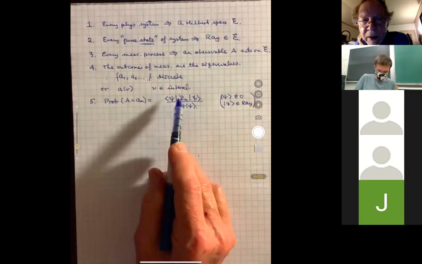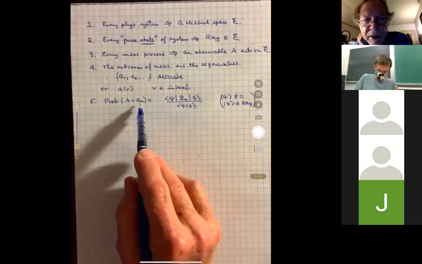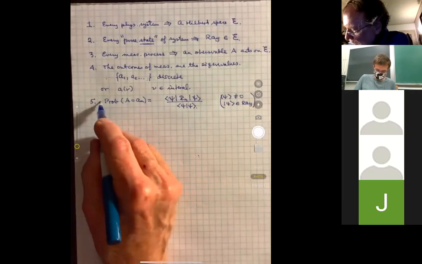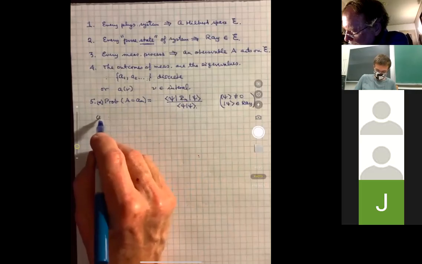As far as P sub n is concerned, this is the projector onto the nth eigenspace corresponding to eigenvalue A sub n in the manner I've just explained. All right, so let's call this postulate 5A. This is the case for the discrete spectrum.